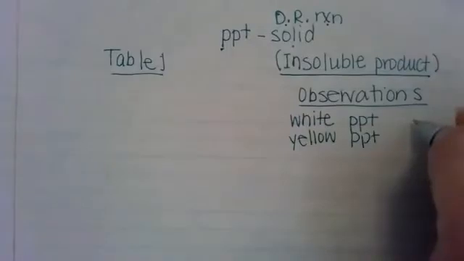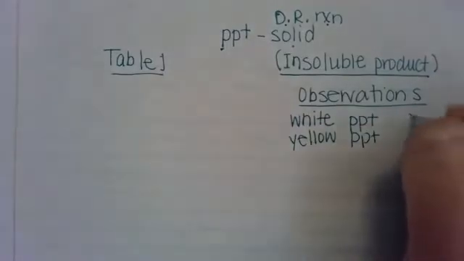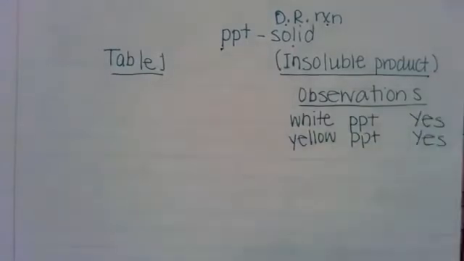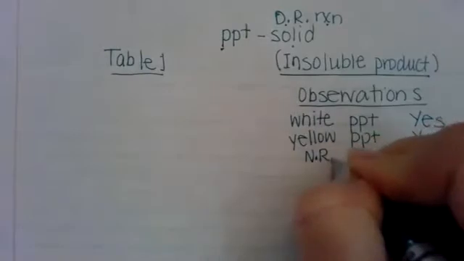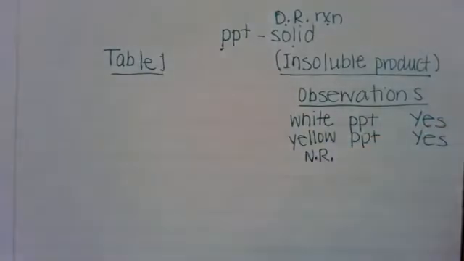And then further on the table, it's going to ask you, does the reaction occur or not? Well, if there is a precipitate, yes, it did occur. If no precipitate occurred, you can use the letters NR, which stands for no reaction, and then you would just put a no. Okay, so I do know, obviously, which reactions occurred and which didn't.